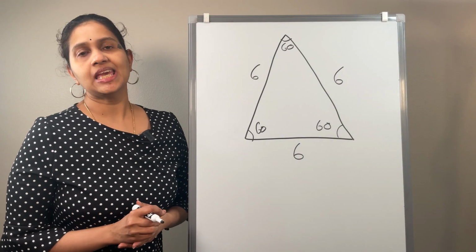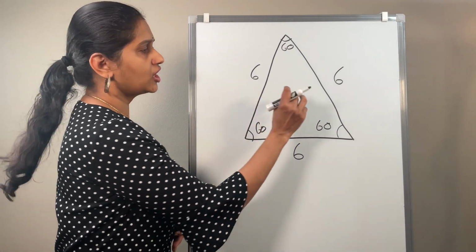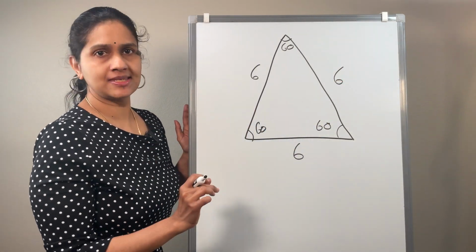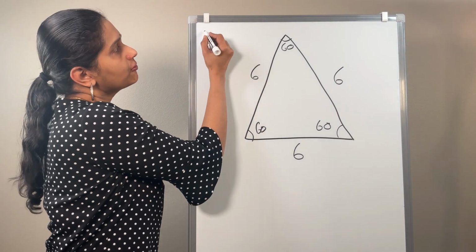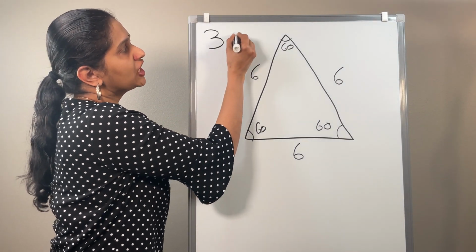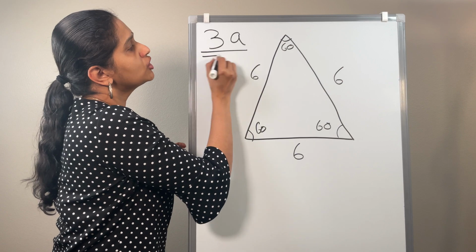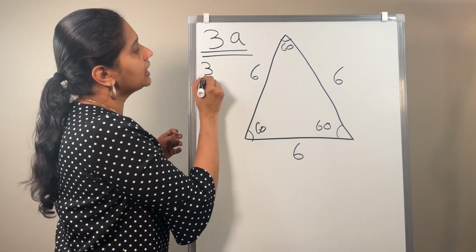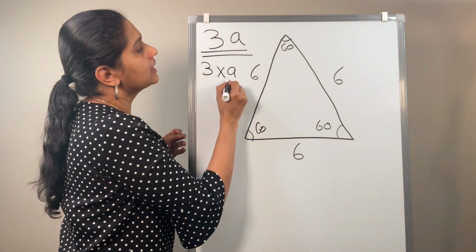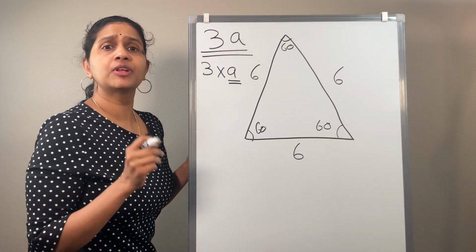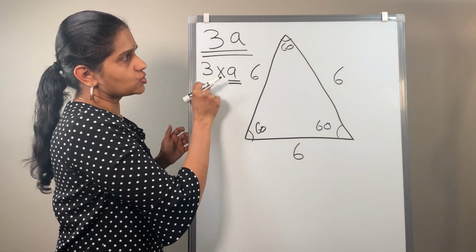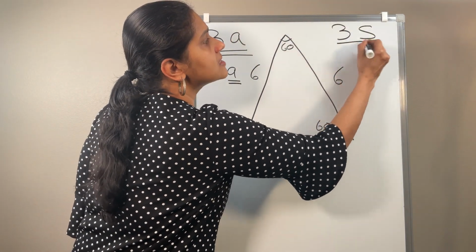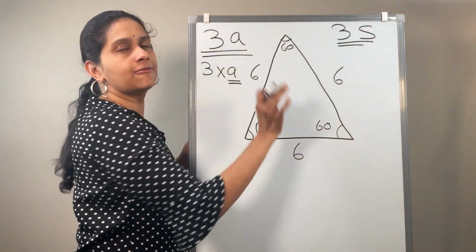Now let us see how to find the perimeter of this equilateral triangle having a side of 6. The formula for finding the perimeter of an equilateral triangle is going to be 3A. 3A means 3 times A, where A is the side of the equilateral triangle. As I told you, in some places you can see this formula as 3S. It is one and the same. S refers to the side.